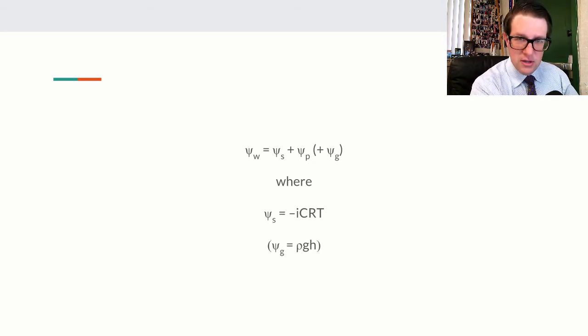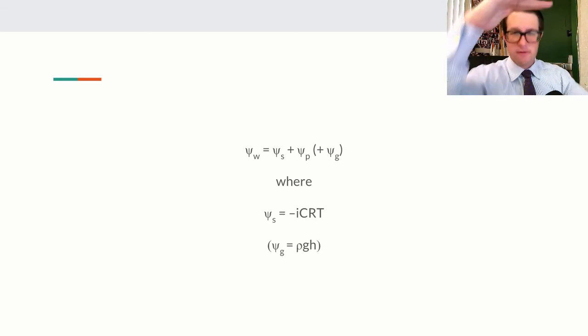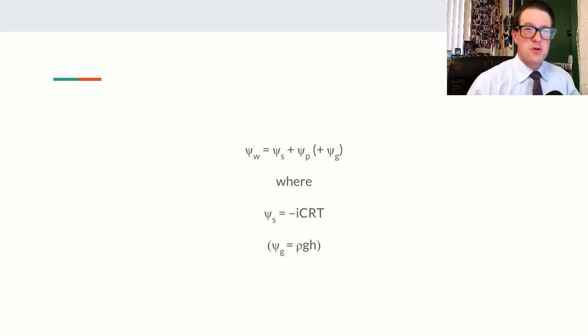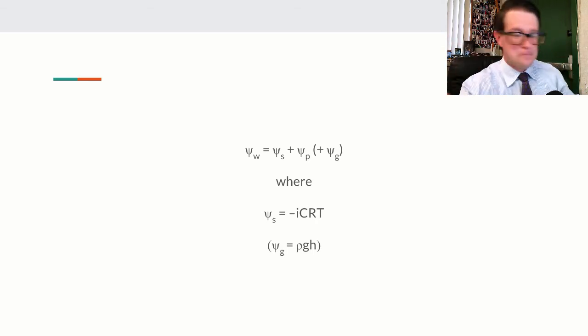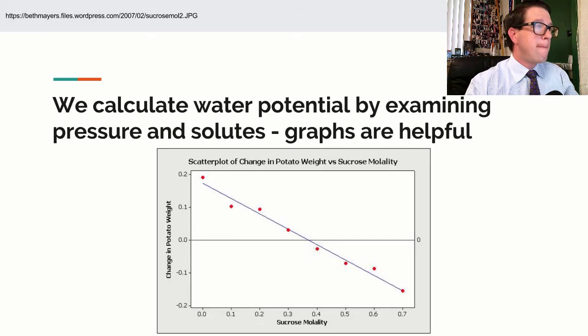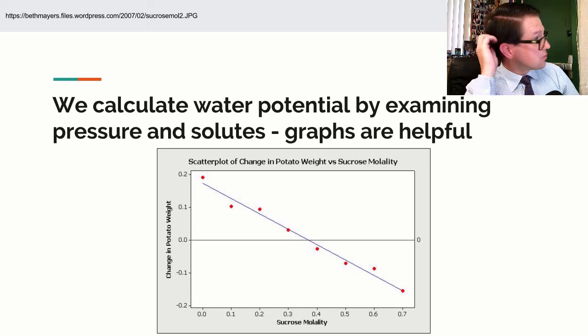The psi g, the gravitational potential, has to do with water column height. That is the density of water, which is that funky P thing called rho, times the gravitational acceleration times the height of whatever the column is. For the most part, we're going to ignore the gravitational potential, and we're going to look at the solute potential and the pressure potential. And as long as I don't squeeze or pull a vacuum, I can ignore the pressure potential. So basically, water potential will be the solute potential. Why point this out? Because I'm going to be asking you to do this on a worksheet.